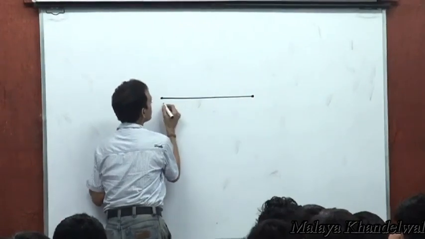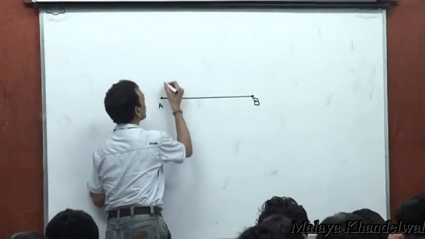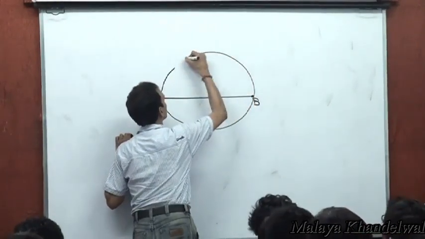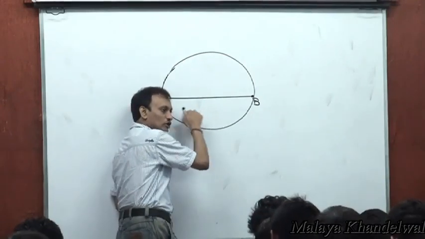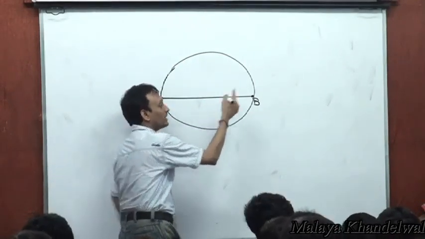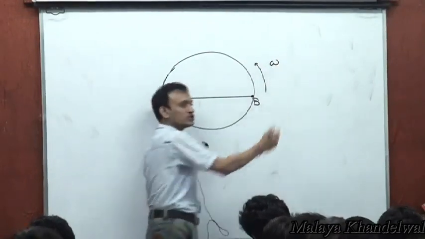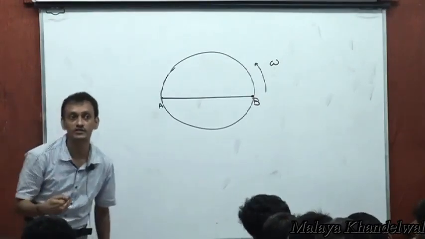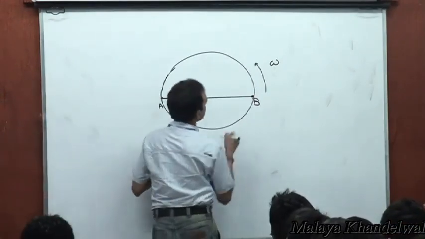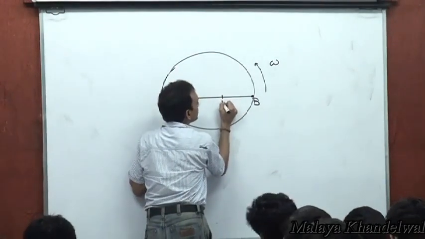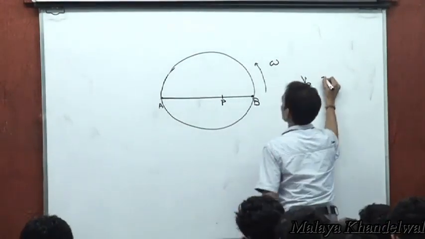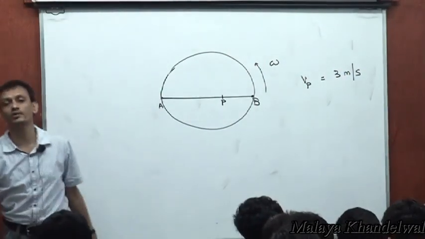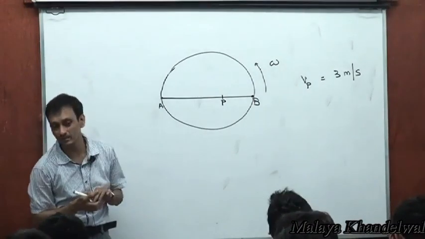These are the extreme positions A and B. This is the auxiliary circle. So if omega is the angular frequency of oscillation, then the auxiliary particle moves with a uniform angular speed omega, right? And then there is a point P. The velocity of the point P is given to be 3 meters per second. P is a certain point along AB.